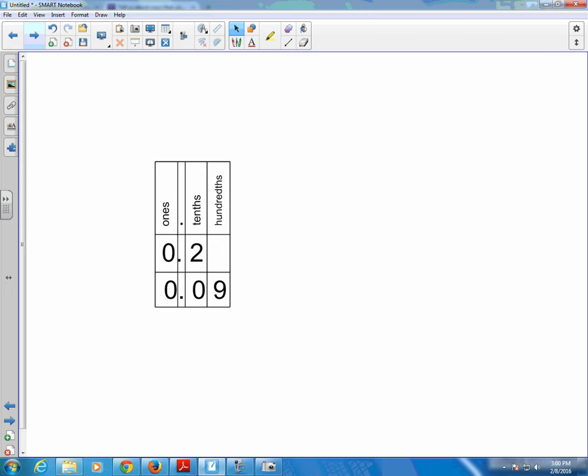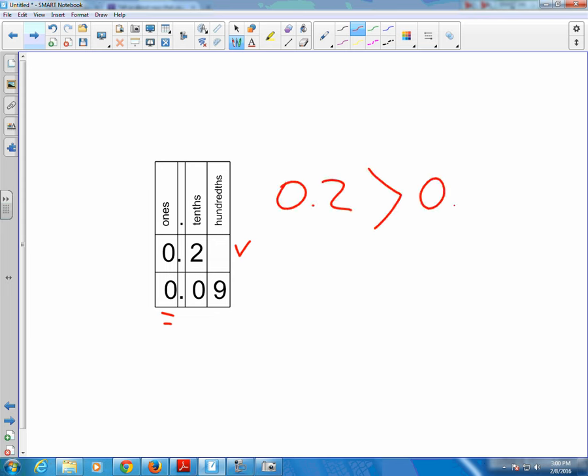And let's see, if I start from left to right, 0 and 0, they're both equal. So I need to go to the next place value. 2 and 0, which is bigger? The 2 is bigger. That means 2 tenths is greater than 9 hundredths. Remember, always look at the place value. In this case, you will align your decimal points. Because I know 9 is bigger than 2, but the 9 is in the hundredths place, while the 2 is in the tenths place, so the 2 is bigger than the other one.